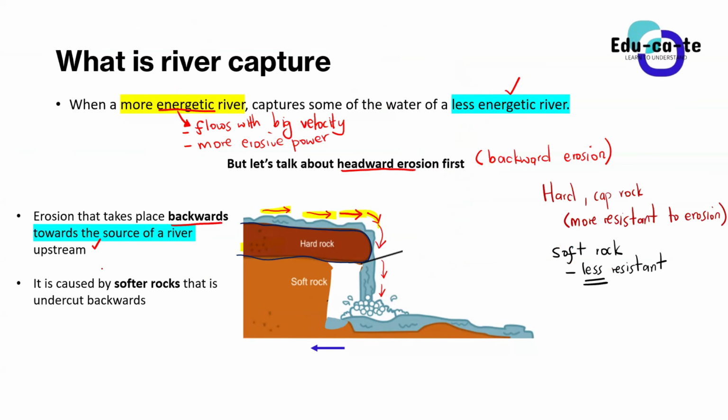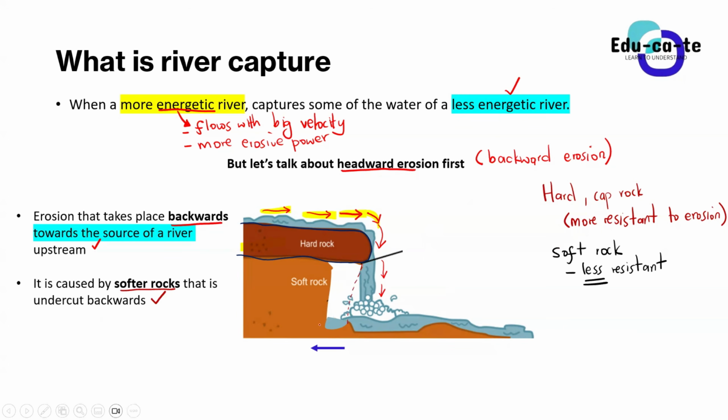So just to explain what I was saying, guys, this headward erosion, when you explain it, you say that it is caused by softer rocks. So we've got softer rocks or less resistant rocks that undercut backwards. Guys, this statement is very important. This is softer rocks that are being undercut backwards. I'm just explaining to say that the softer rock was able to reach this level here, but it was eroded.